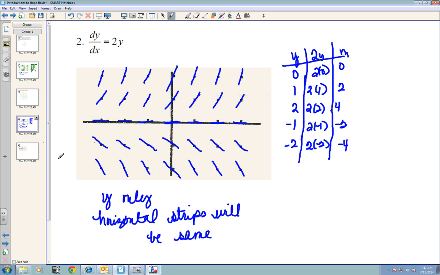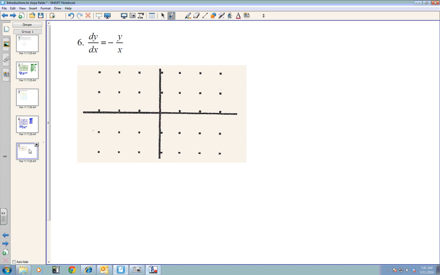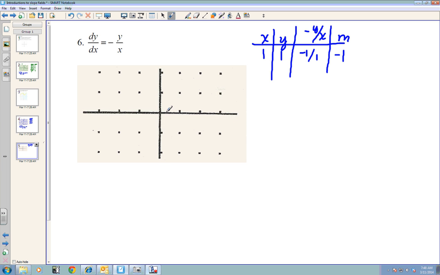Okay? And then when you have one like number 6, this is when you're going to have your x and your y values in there. So this is negative y over x, and then your actual slope. So when I have the point, let's do the point 1, 1. So my point 1, 1, that's negative 1 over 1. I have a slope of negative 1. Okay, so at the point 1, 1, I have a slope of negative 1.